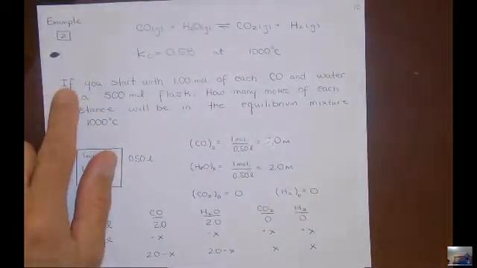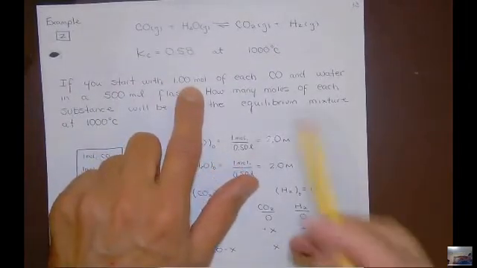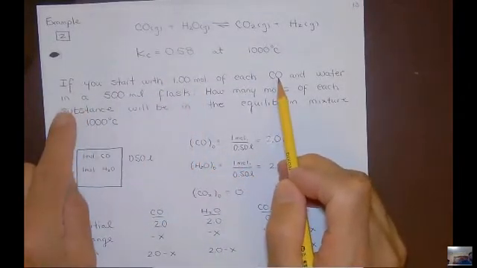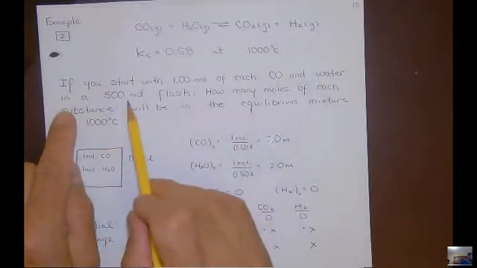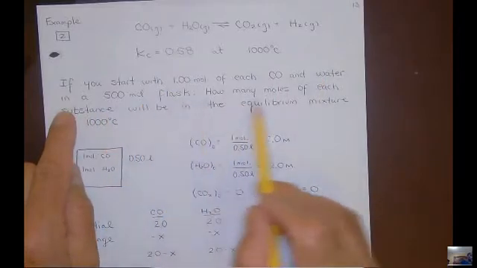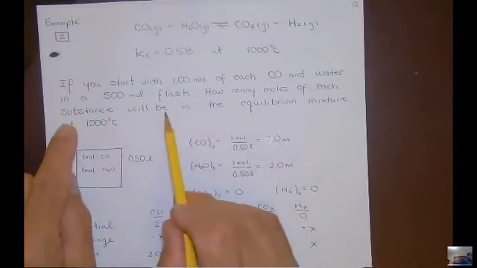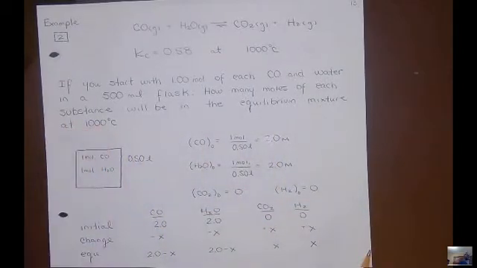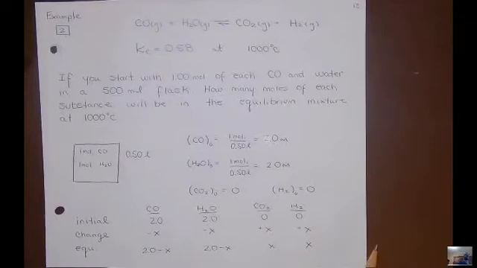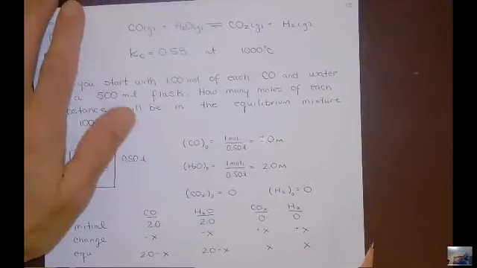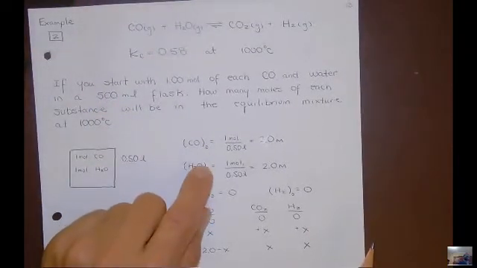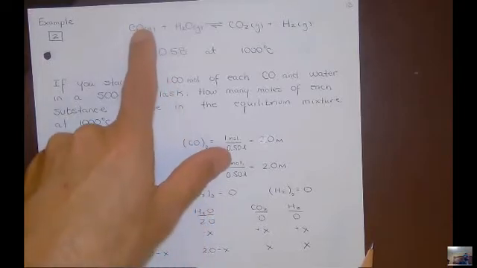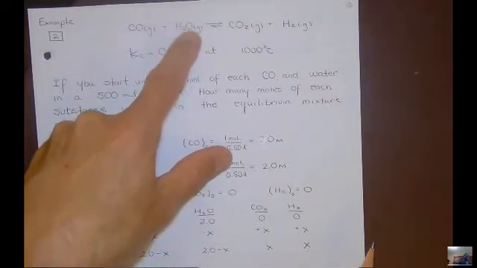Okay, so if you start with 1 mole of each carbon monoxide and water in a 500 milliliter vessel, how many moles of each substance will be in the equilibrium mixture at 1,000 degrees? So the first thing you realize is they did not give me equilibrium concentrations. They gave me initial concentrations. And they gave me just this guy and this guy.